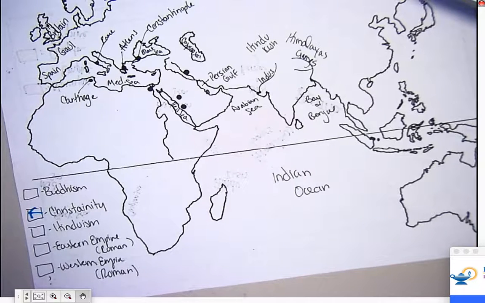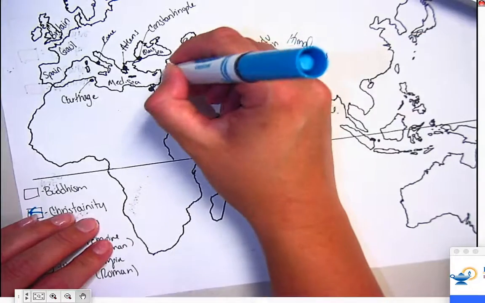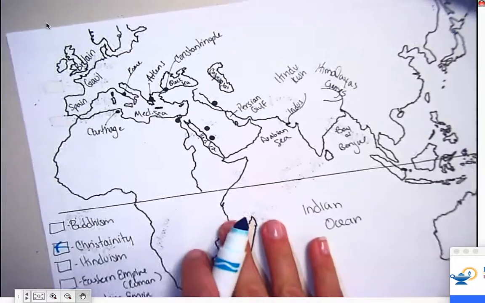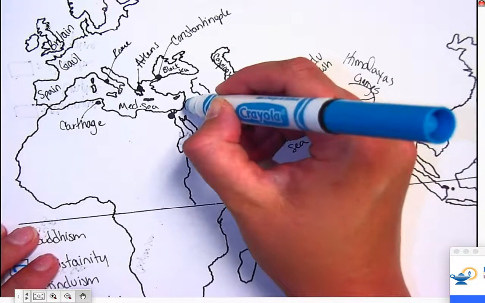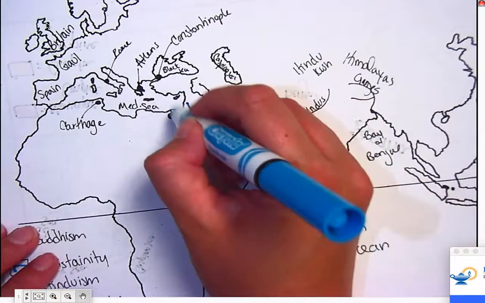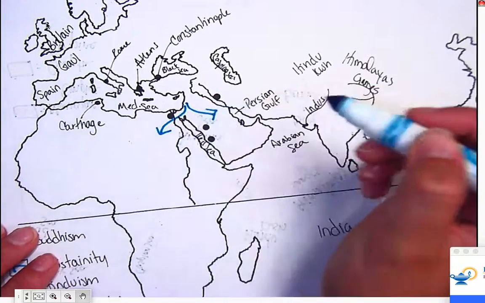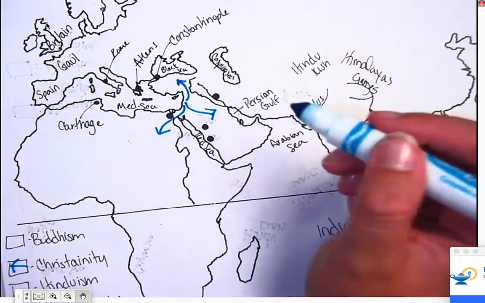Okay, so where does Christianity start, guys? Rome. No, it doesn't start in Rome. Jerusalem. So everything's going to come from here. Do the best you can, it doesn't need to be perfect. All right, so here's around Jerusalem. It's going to spread into the Arabian Peninsula, into Egypt, and upwards into Anatolia.